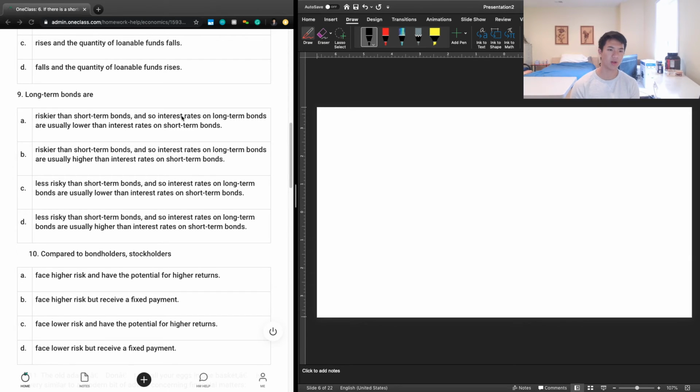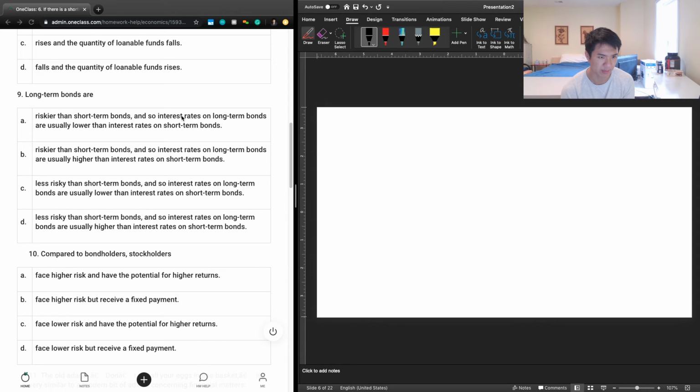It says long-term bonds are riskier than short-term bonds, so interest rates on long-term bonds are usually lower than interest rates on short-term bonds. That doesn't make sense because that has the relationship between interest rate and risk flipped. So we're not going to pick A. B says riskier than short-term bonds, and so interest rates on long-term bonds are usually higher than interest rates on short-term bonds. And that is going to be the right answer.